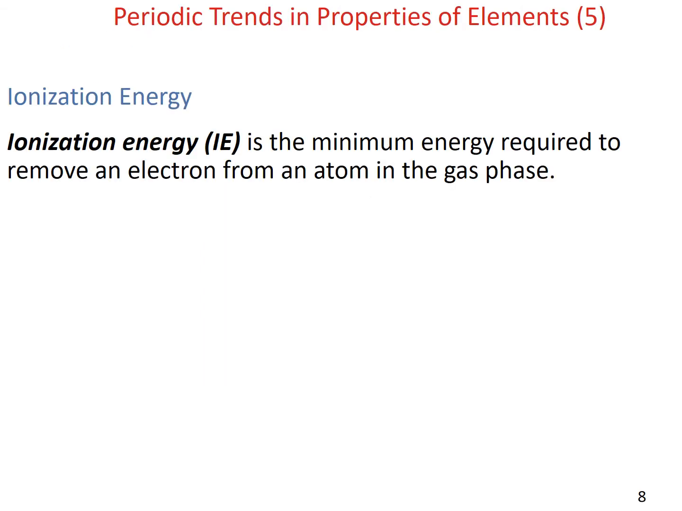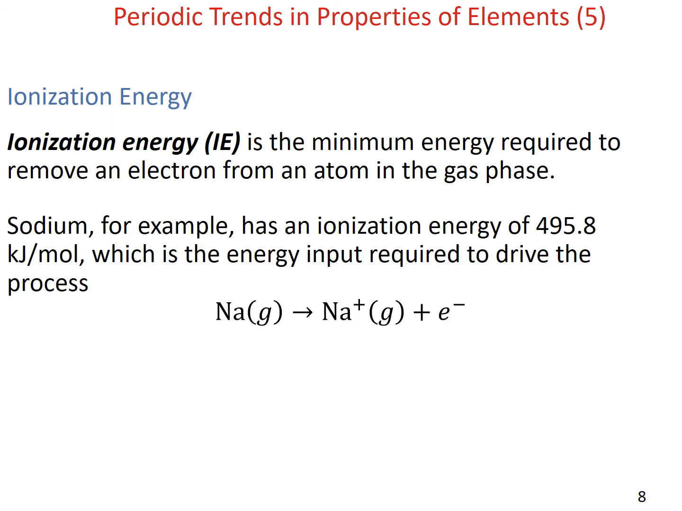Another trend that we can talk about in the periodic table is the ionization energy, sometimes just referred to as IE. It is the minimum energy required to remove an electron from an atom in the gas phase. So here would be an example for sodium. Sodium, let's say it's in the gas phase. It's the energy required, so the delta H of this reaction, to form Na+ gas plus that electron. So that has an ionization energy of 495.8 kilojoules per mole. So in order to strip that electron off, that's how much energy would be required.